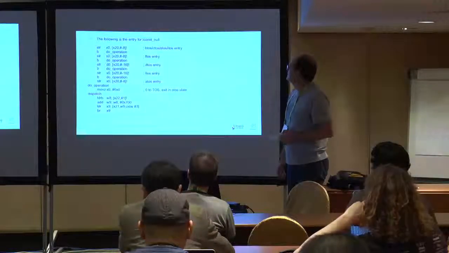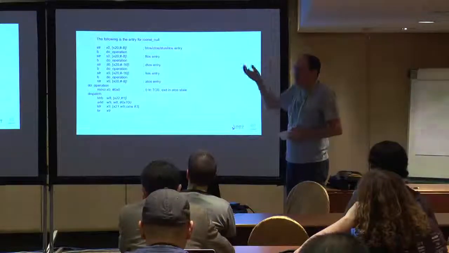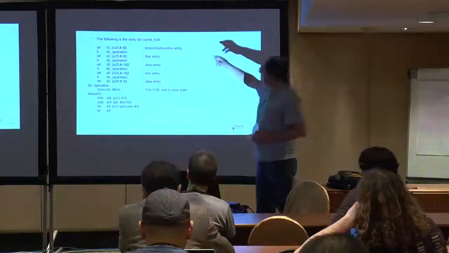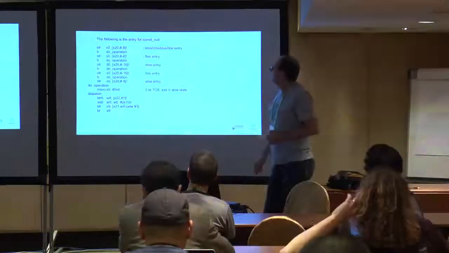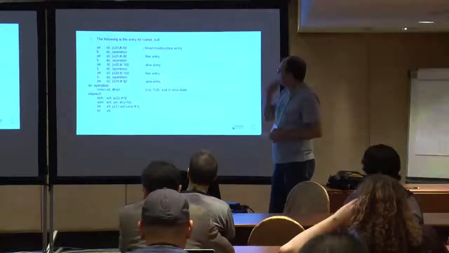Just looking at another one, this is the entry for icons null. So this just pushes a null value on top of the stack. And you'll notice there's 1, 2, 3, 4, 5, 6 different entry points, whereas for IAD we didn't see this.